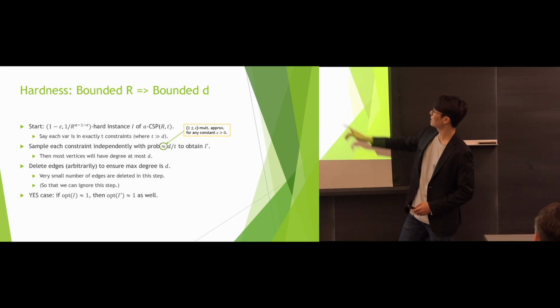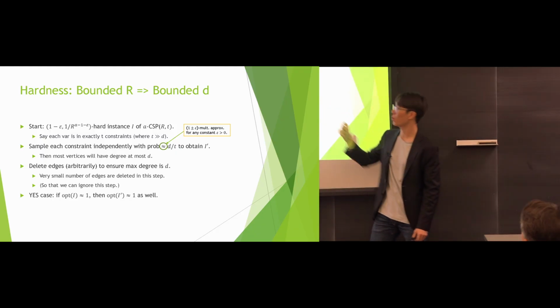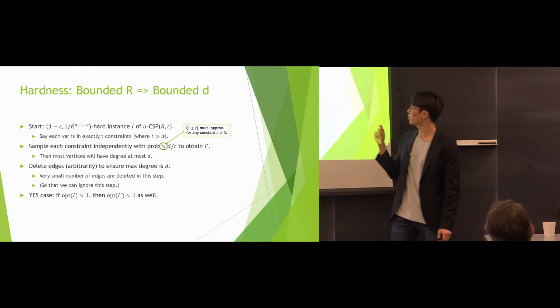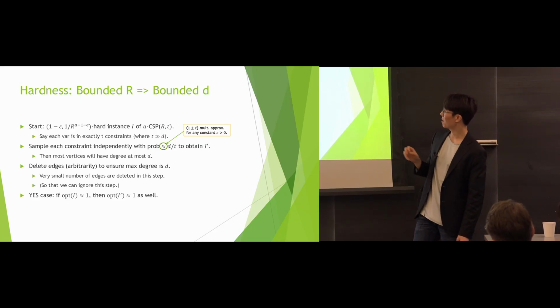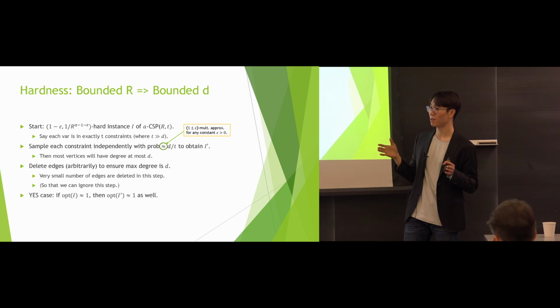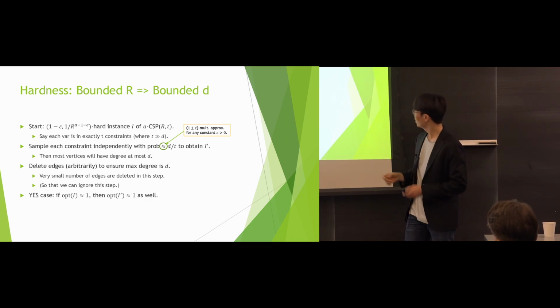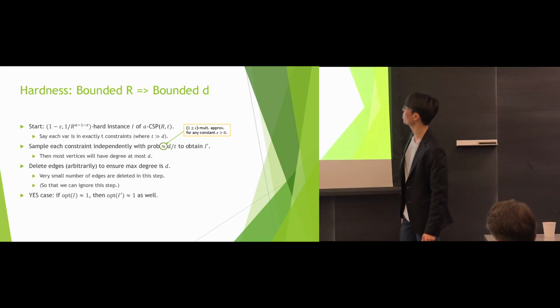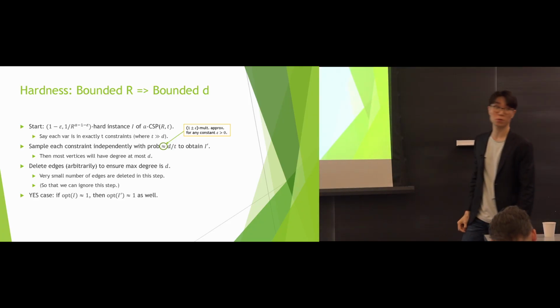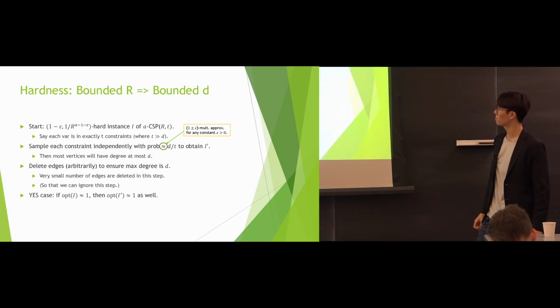I said d over t, but probably you shouldn't do exactly d over t. You may want to do (1 minus epsilon) times d over t, because I want most vertices to have degree at most d. In this talk, the approximation sign will denote the 1 plus or minus epsilon multiplicative approximation for any constant epsilon greater than 0.